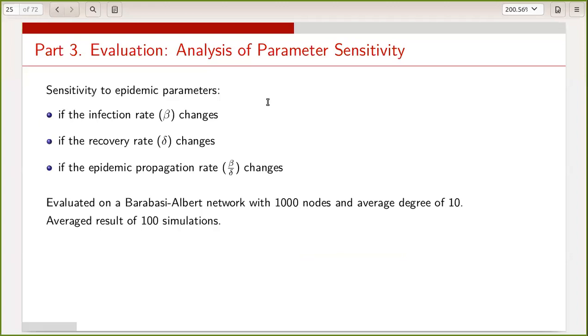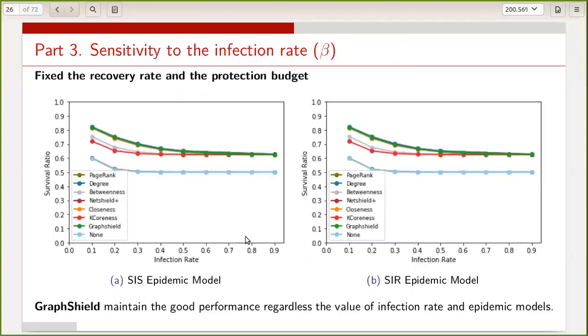So we tried on the Barabasi-Albert network with 1,000 nodes and the average degree of 10. Then we averaged it after 100 simulations. So we can see that the GraphShield is the green one here. Among the other competitors, it always gives the highest survival ratio.